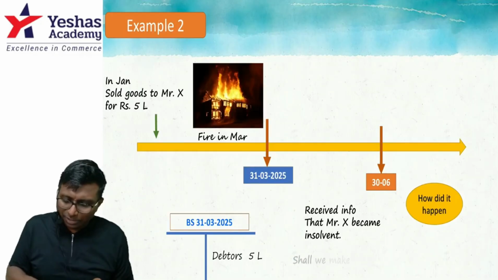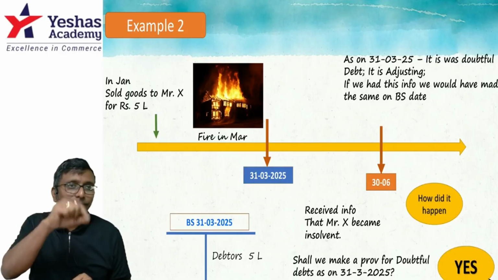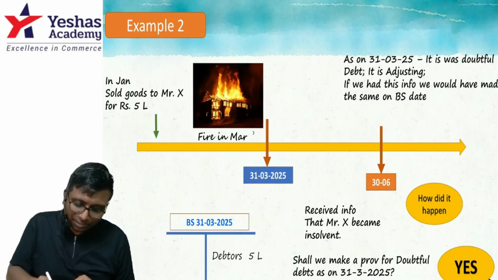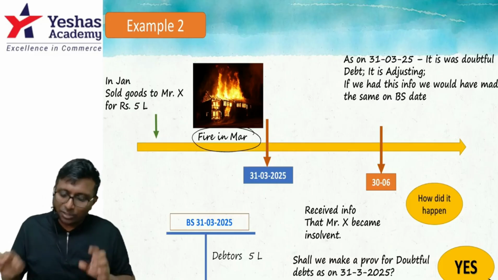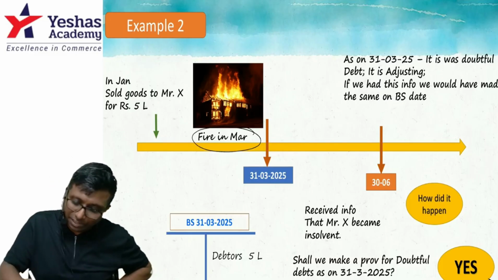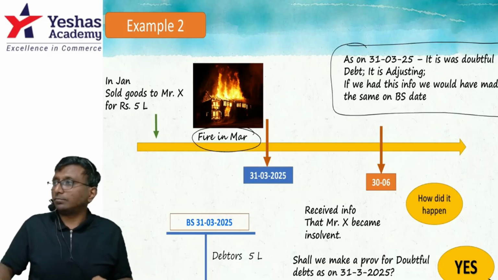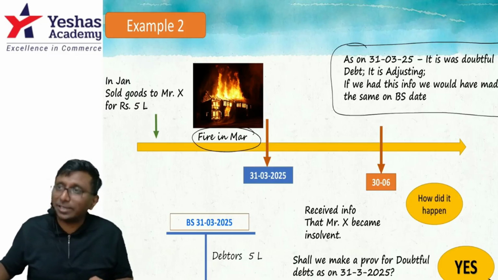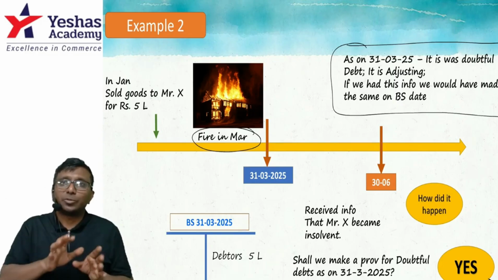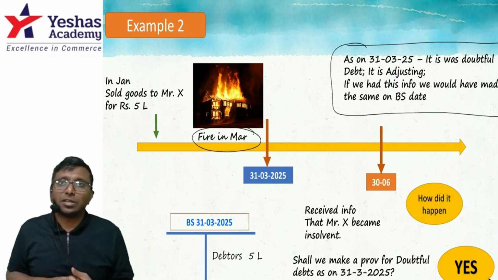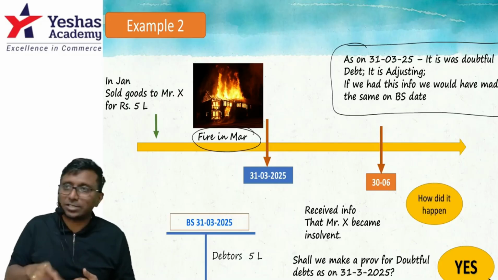Here you write simply: if the fire accident happened in March, mark that March month properly. Under that circumstance, what are we supposed to do? The condition as on 31st March itself was already bad. We just got information about the condition, so it is an adjusting event. You need to make a provision as on 31st March 2025 itself.